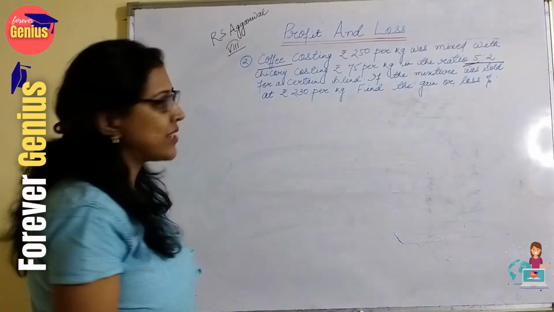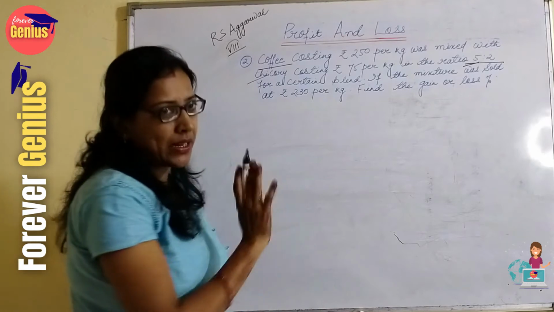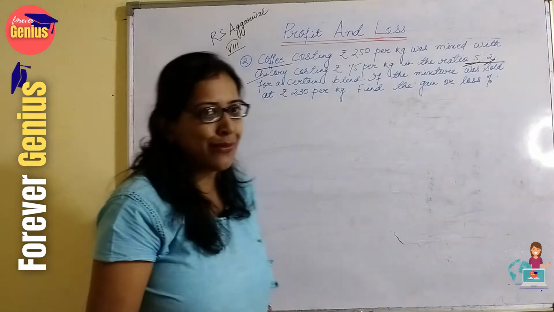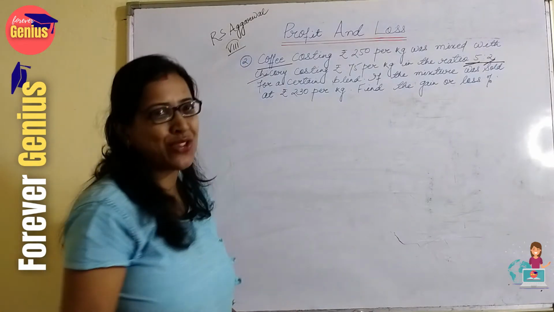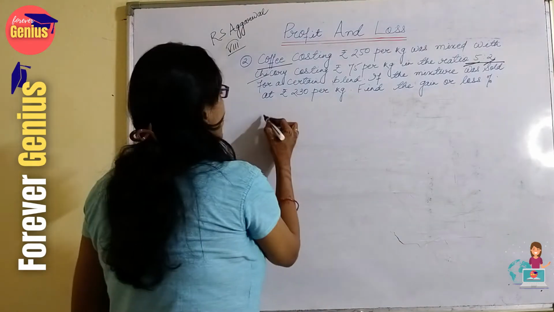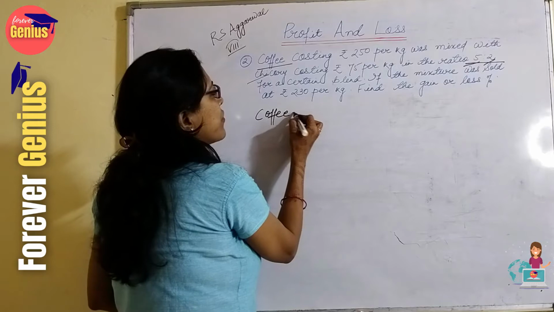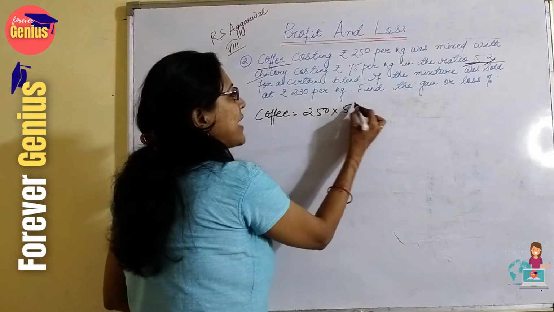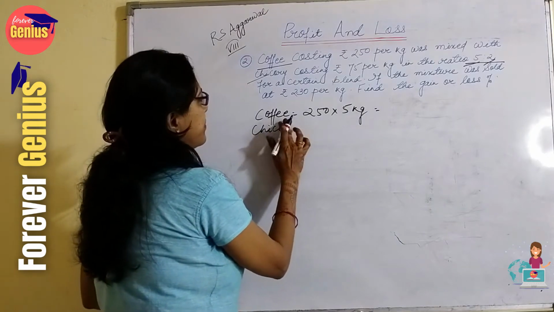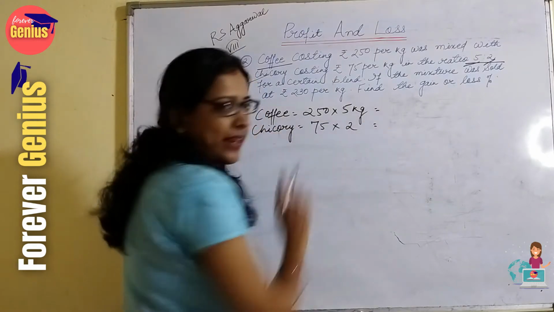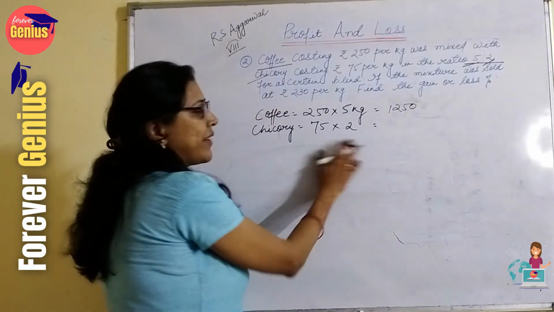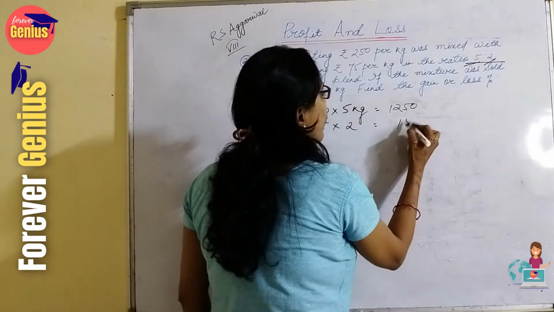Let's take it as 5 kg, and chicory is mixed at the rate of 75 in the ratio of 2, that is 2 kg. Now can we solve it? Yes, now ma'am we can solve because the ratio was there, so we got confused what to do. No. So coffee is equals to 250 into 5 kg we can write, and chicory is equals to 75 into 2 we can write. So 250 into 5 is coming to 1250 and 75 into 2 is coming to 150.